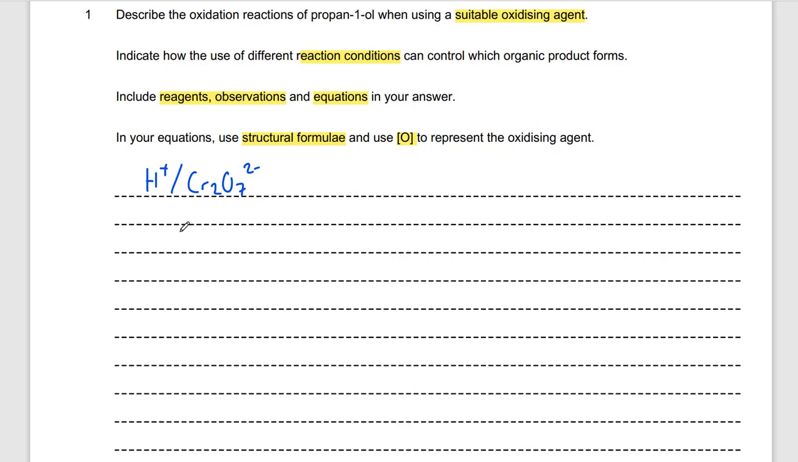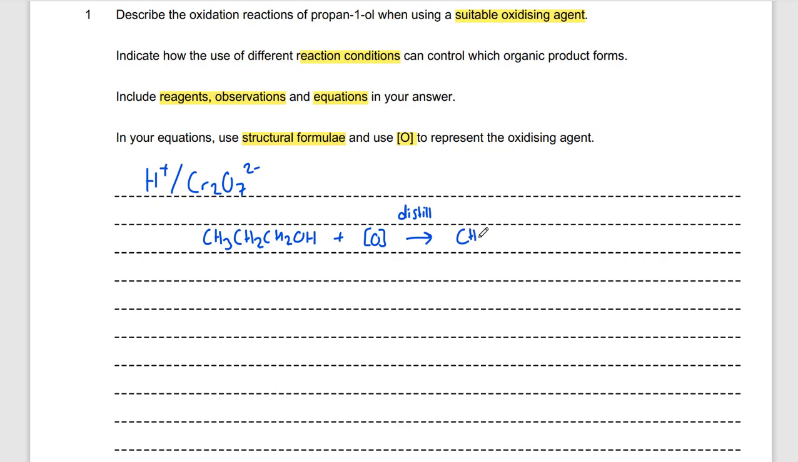So for propan-1-ol, we're going to do the first equation. We're going to start with propan-1-ol, CH3CH2CH2OH, and we're going to oxidize it. So there's 2 possible reactions here. The first one, we're going to add O, and we're going to make an aldehyde. Again it says include reaction conditions. So remember, to make an aldehyde we need to distill. It's important we put that down. So put it over the arrow, that's fine. Distill it and we make an aldehyde.